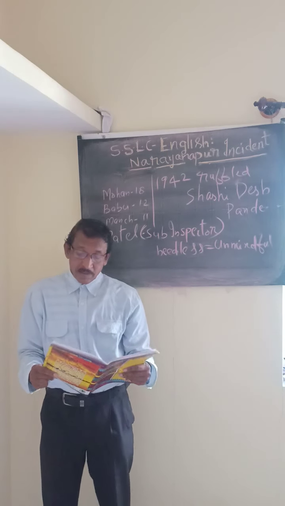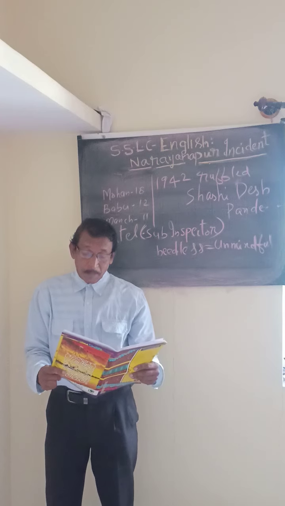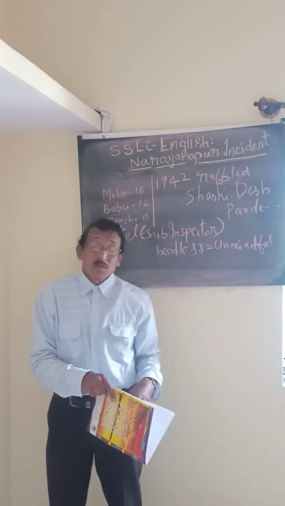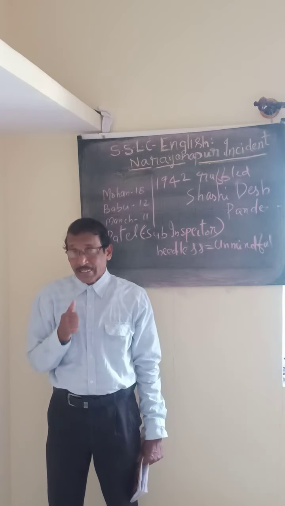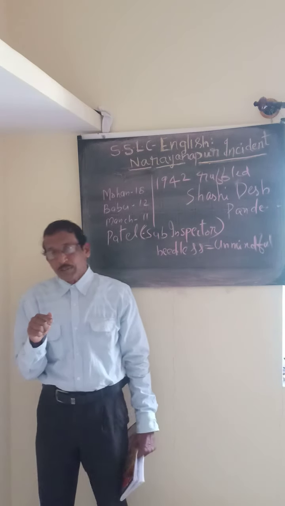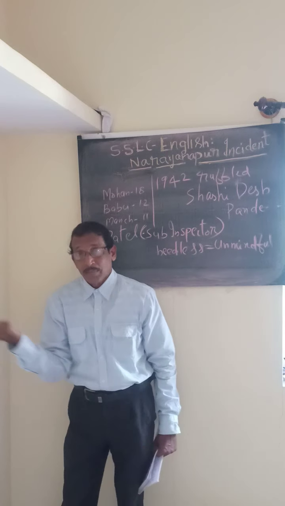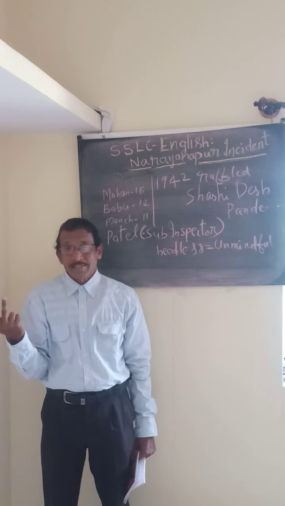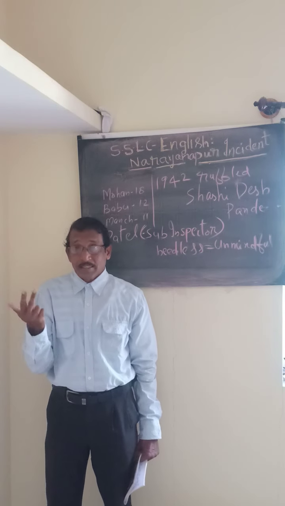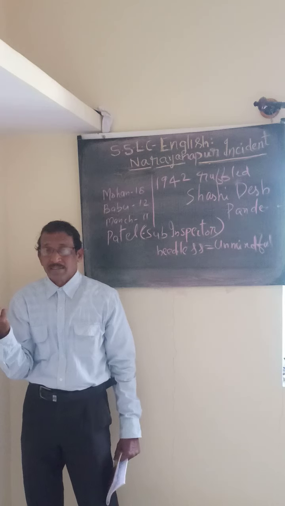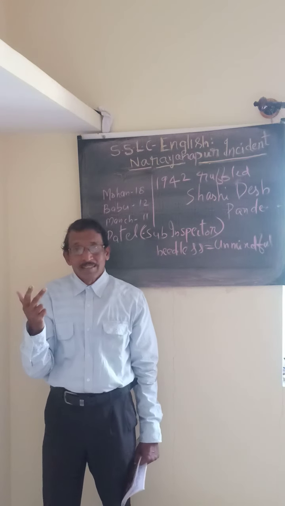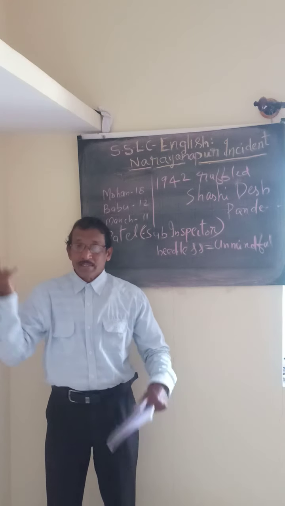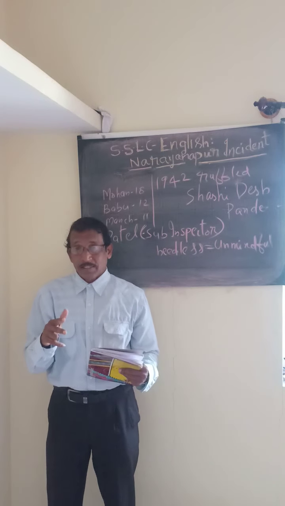First one, why were Babu and Manju a bit disappointed with the way the students were marching? Babu and Manju were not satisfied with that march. What is the reason? Because they were coming by raising slogans, but Babu and Manju expected a violent march. They wanted a resistance, not in a silent manner. That is what they expected.